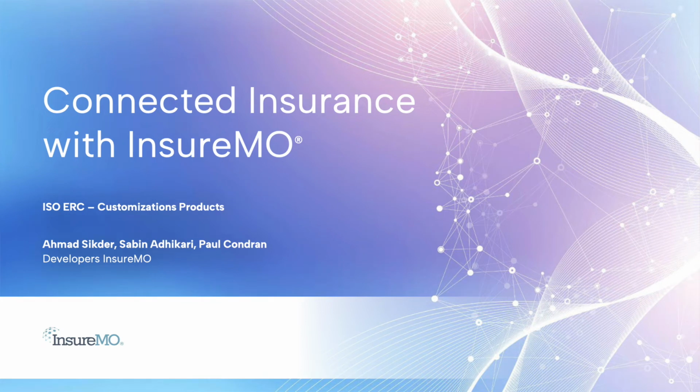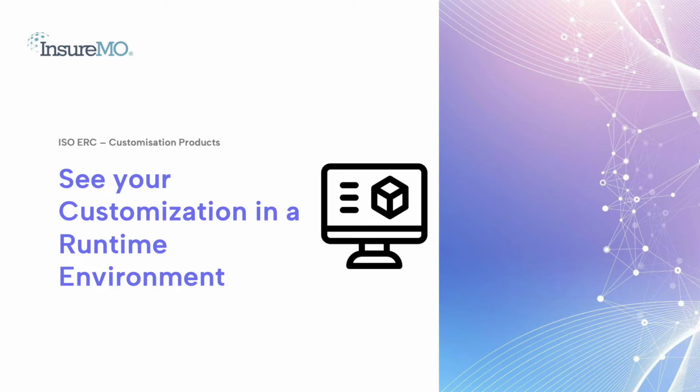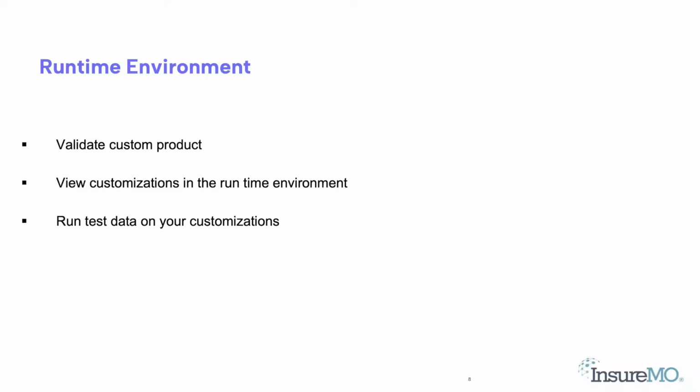In part 1 of the customization series, we have seen how to make customizations to your products. In this part, we will see how your customizations are represented in the runtime environment. The runtime environment allows you to validate your custom product and visualize all components in real time. You can then run test policy data to generate rating of that product.